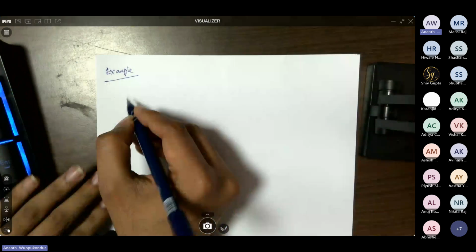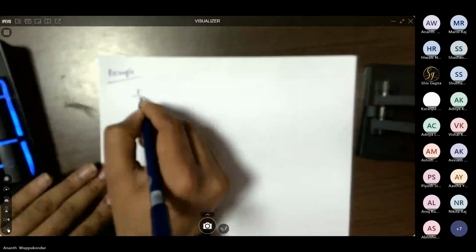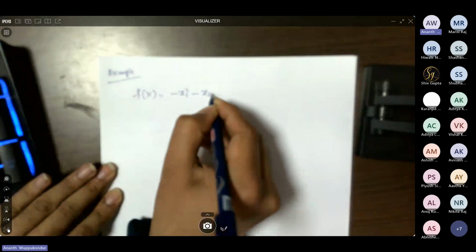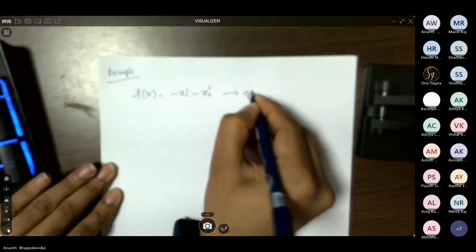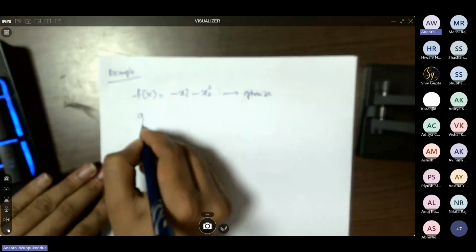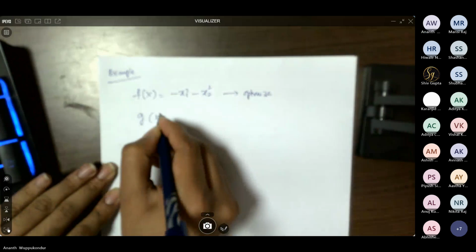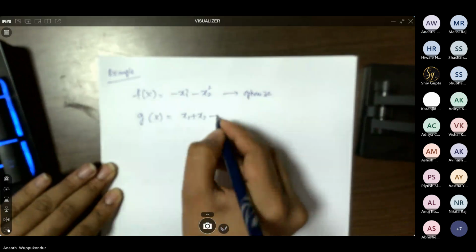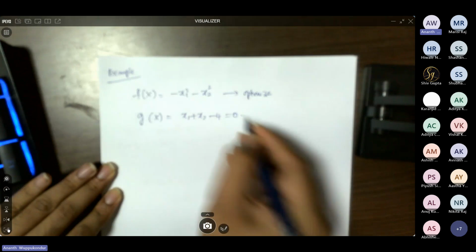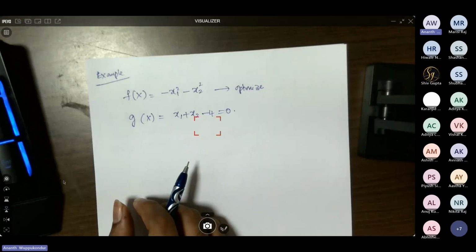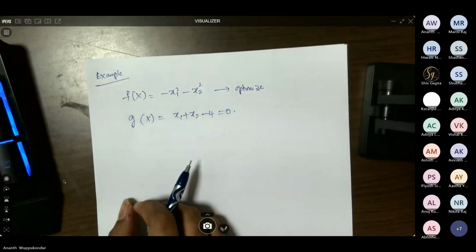So the example is we have f of x, which is minus x1 square minus x2 square, that needs to be optimized. And the constraint that we have is x1 plus x2 minus 4 equals 0. So this is the constraint we have, and the function is minus x1 square minus x2 square.